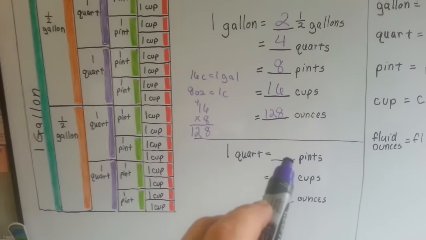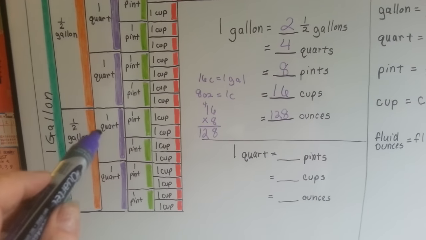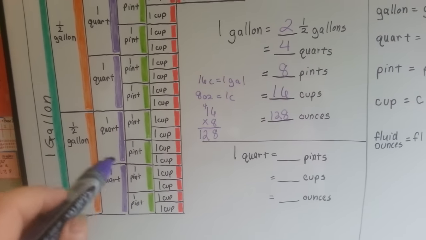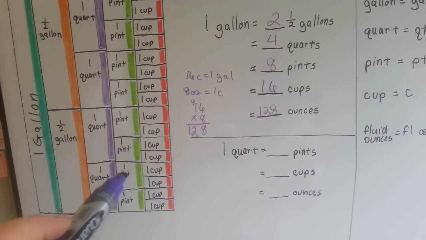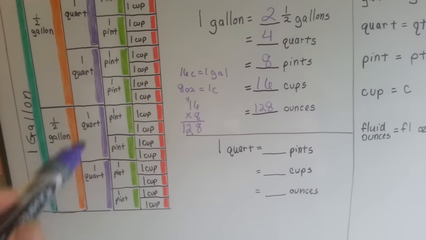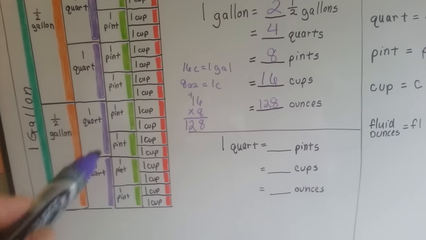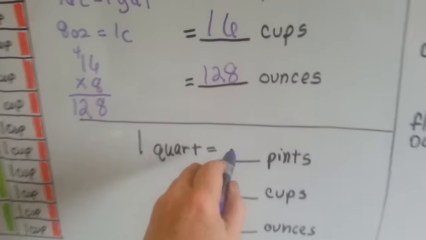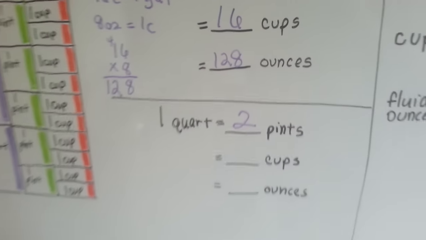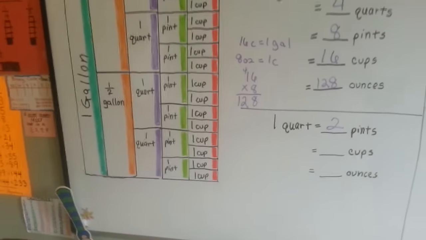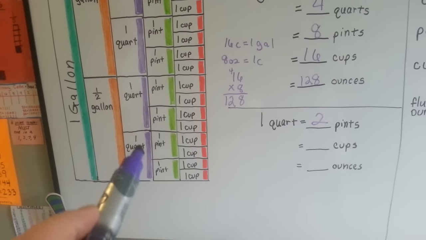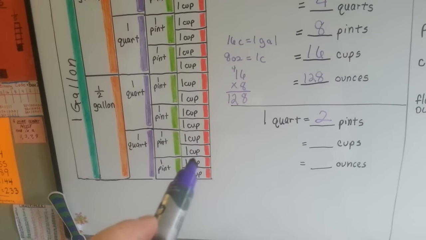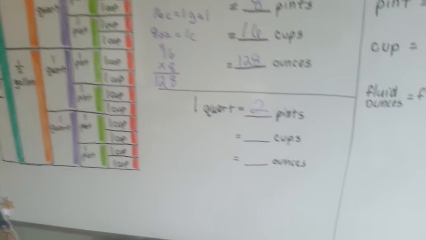How many pints are in 1 quart? Okay, here's 1 quart. Here's 1 quart. How many pints do you see? 2. 1, 2. See? Each quart has 2 green pints to it. All right. How many cups does a quart have? All right. Well, here's a quart here. How many cups does it have? It's got 1, 2, 3, 4 cups in 1 quart.